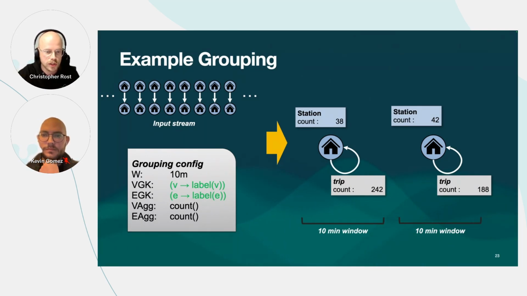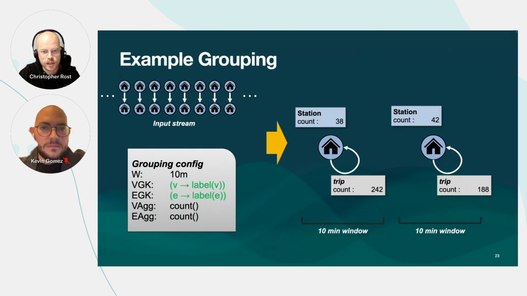We want to group the vertices and edges just by their label. And we want to add a counter aggregation on the vertices and edges. On the right side, you see the result. So for every 10-minute window, we get this grouped graph as a result, where we group by label. So we have just station labels here in the stream and just a self loop of a trip with the according counts. But it doesn't have to be that simple.